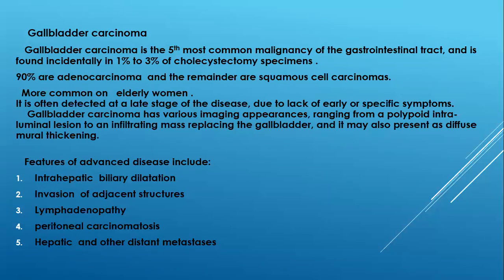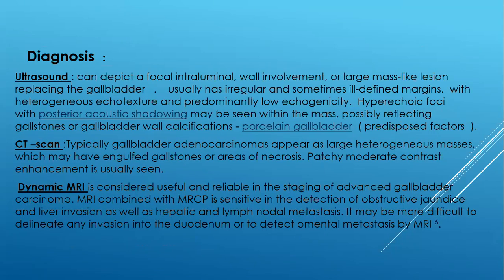Gallbladder carcinoma has a varied imaging appearance, ranging from a polypoid intraluminal lesion to an infiltrating mass replacing the gallbladder. It may also present as diffuse mural thickening. Features of advanced disease include intrahepatic biliary dilatation, invasion of adjacent structures, lymph nodes, peritoneal carcinomatosis, hepatic and other distant metastasis may occur.